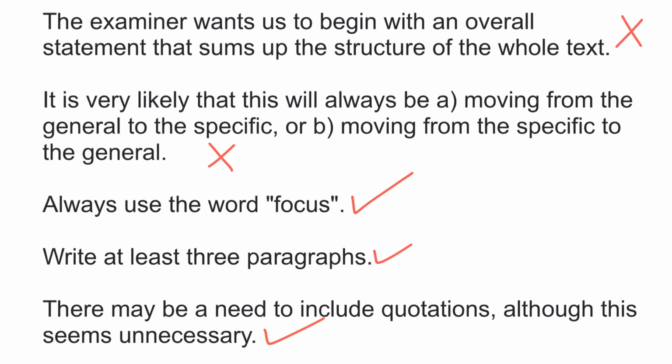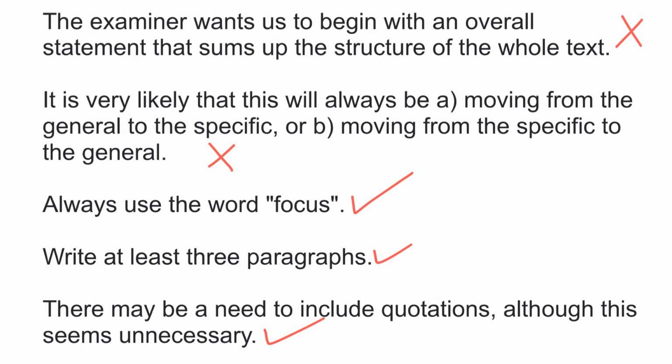And let's look at the reasons why. The examiner wants us to begin with an overall statement that sums up the structure of the whole text, even though they won't ask you to do this in the question. It looks like they expect you to do it. It's very likely that this will always be A, moving from the general to the specific, or B, moving from the specific to the general. Now, I didn't make that point. I did talk about the change of focus, which is another way of saying this, but we can steal this idea because it will always be true of any text. So we'll always be able to use this language and hopefully force the examiners to give us the marks.